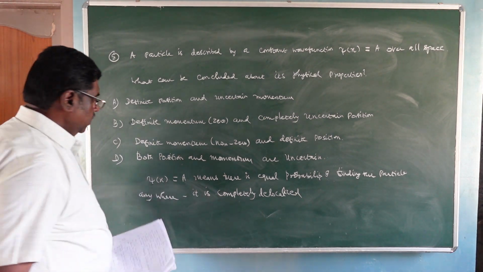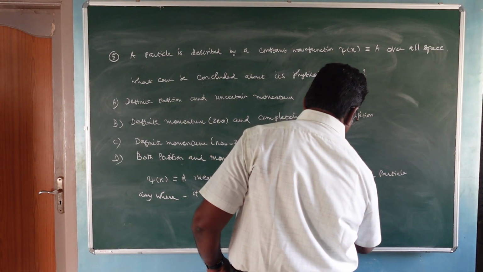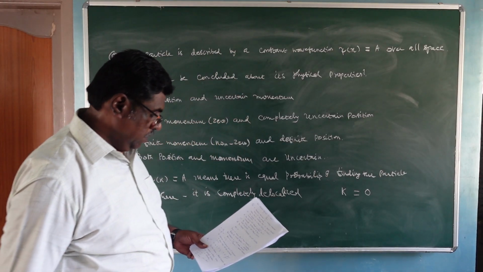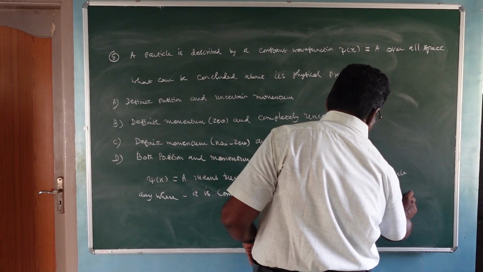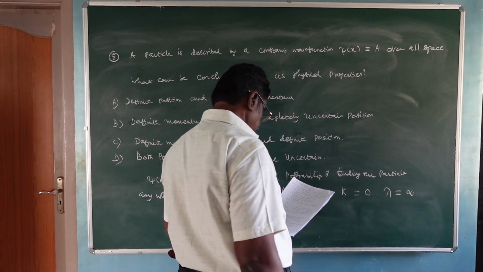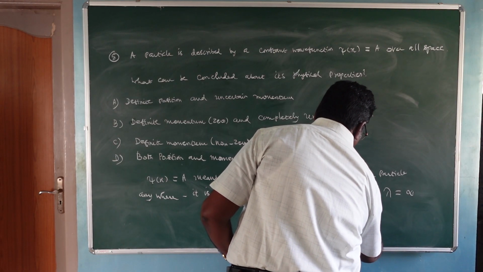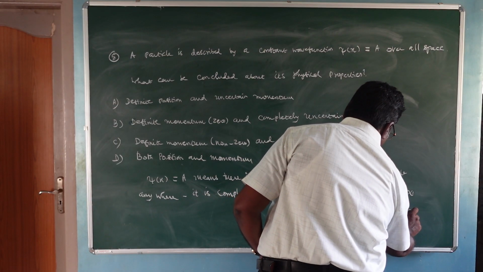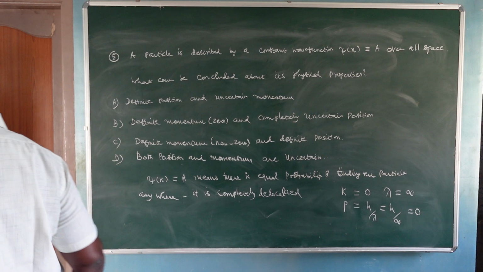Here the meaning is the wave number k equal to 0. Suppose wave number k equal to 0, lambda is approaching infinity, then p equal to h by lambda, which is equal to h by infinity equal to 0. From this you may arrive at the result.